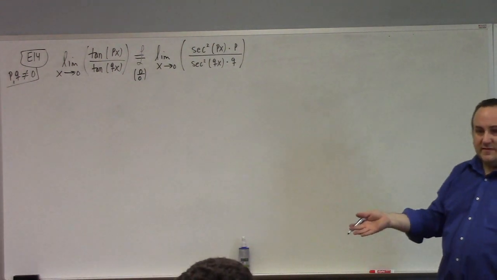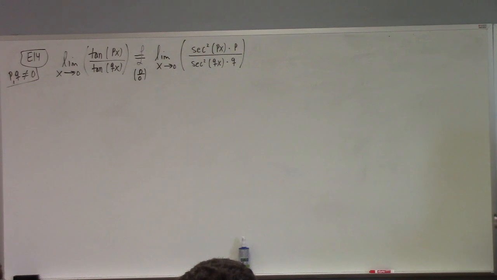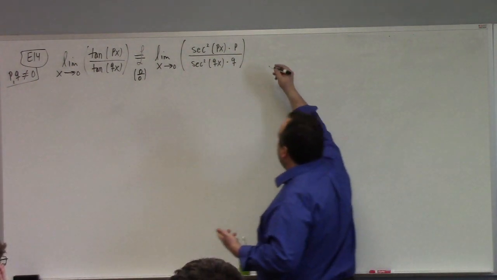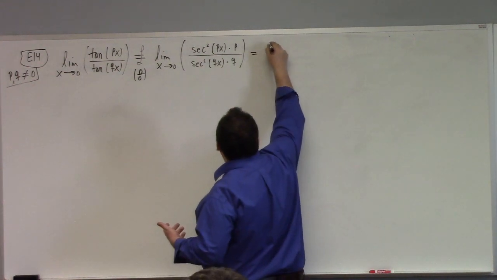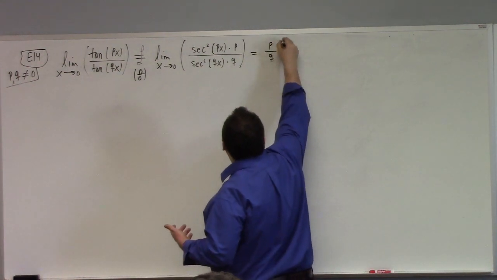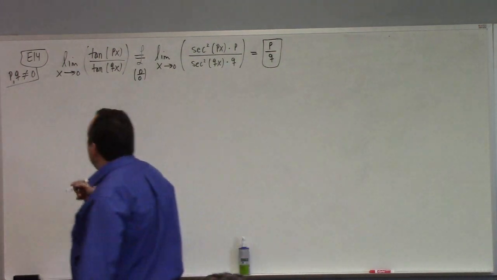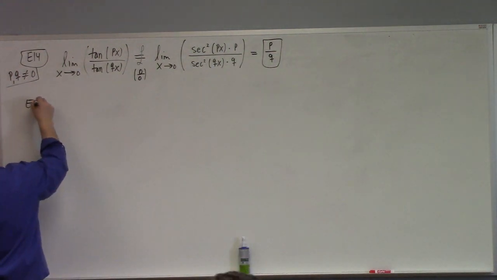And we're done. See, because what is secant of 0? Secant is 1 over cosine, right? What's cosine of 0? Cosine of 0 is 1. So secant squared of 0 is 1 squared, which is also known as 1. So this just simplifies to p over q. So that's not too bad, is it? Let's try another one here.